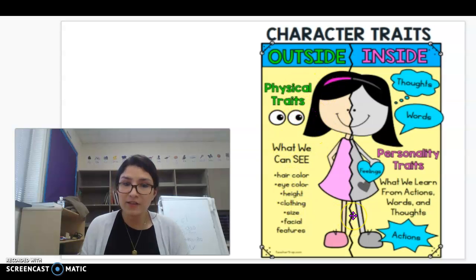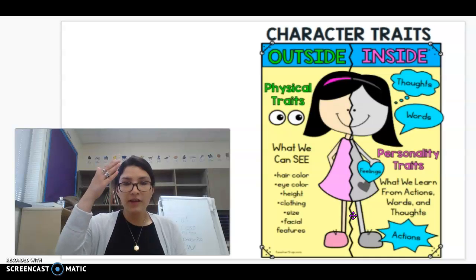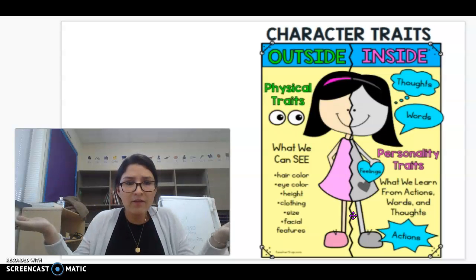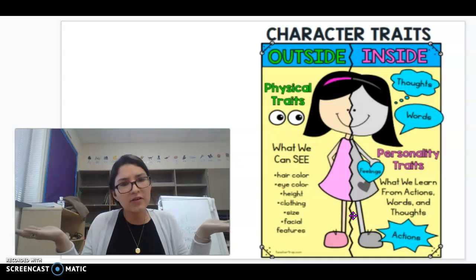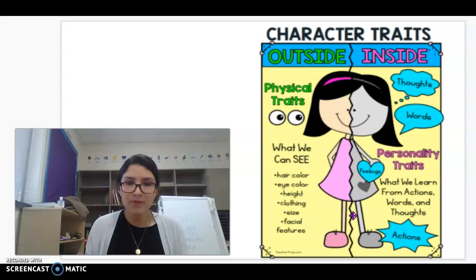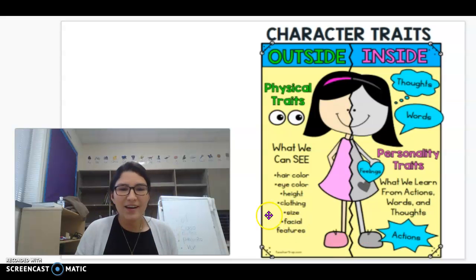Then the character traits. You get that character you're reading about, and then you look at the character and their physical traits, what you can see on the outside, and then on the inside, their personality traits. How do they behave? What do they say? Are they a nice character? Not a very nice character, kind of mean, grouchy? Are they calm? All right, so that's characters.